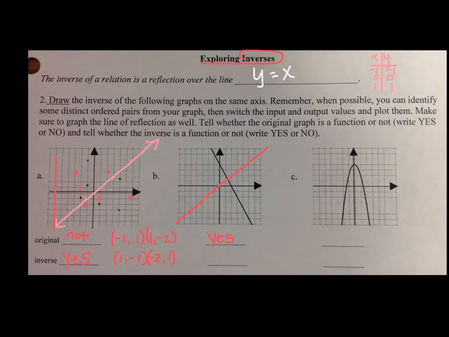What I'm going to do is take a couple points off this guy. I'm going to take this point right here, which is 2, 0, and that would go to 0, 2. This point right up here is 0, 4, so it would go to 4, 0. Now all I'm going to do is connect that with a line.